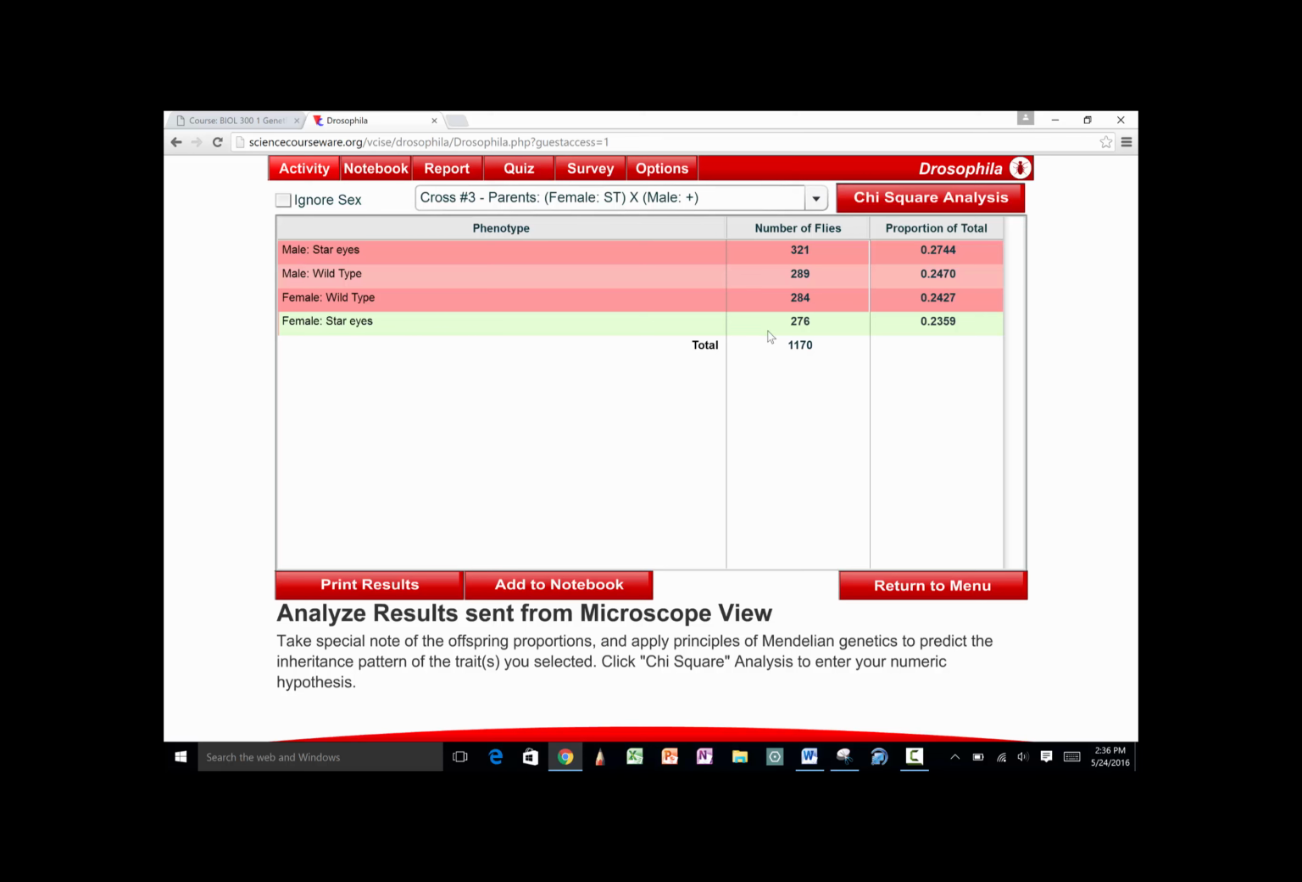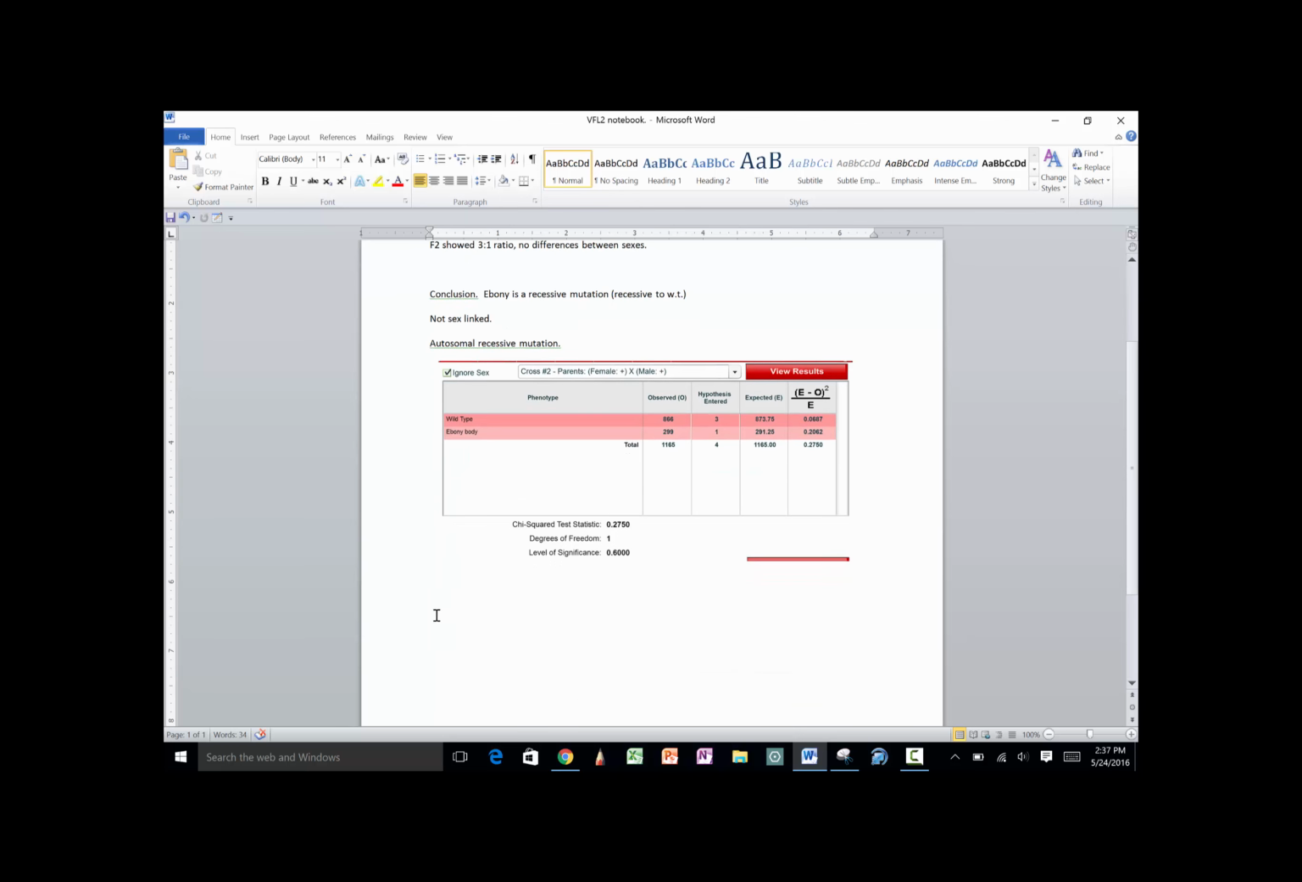All right, so let's analyze that a little bit. Let's go down to cross 2. Star female cross to wild type male. And we got 1 star to 1 wild type. So we have a 1-to-1 ratio. What does that look like?